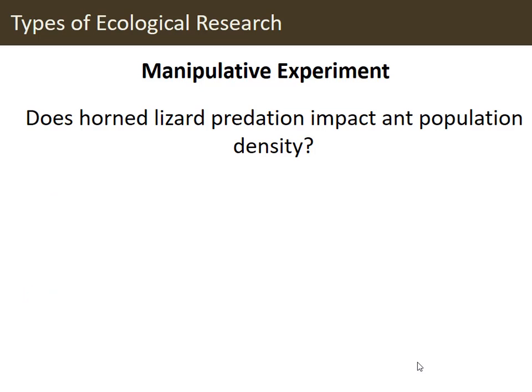So my question here is, does horned lizard predation impact ant population density? So how could we answer that question? We could answer that question in a lot of different ways. We could start by just doing an observational study, like how big is the horned lizard population? How big is the ant population? Is there some sort of correlation? Do you have more ants when you have fewer lizards or not? A more simple descriptive type study.